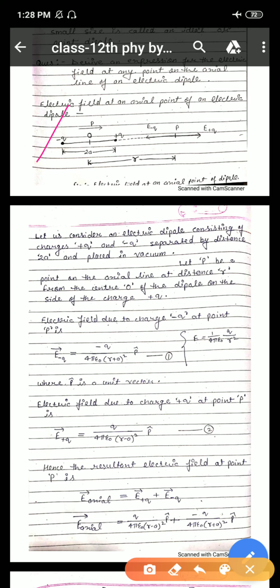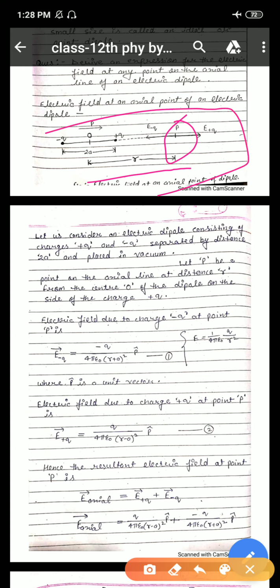See, here this one is the dipole, this one is the minus q charge, this one is the plus q charge, this one is the origin O, and the separation between them is 2a, and the direction of the dipole moment P is from minus to plus. Is it clear? Now taking point P at an axial point at a distance r from the origin, we have to calculate the electric field at this point. So let's start.